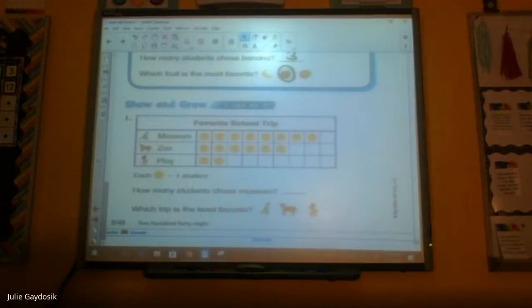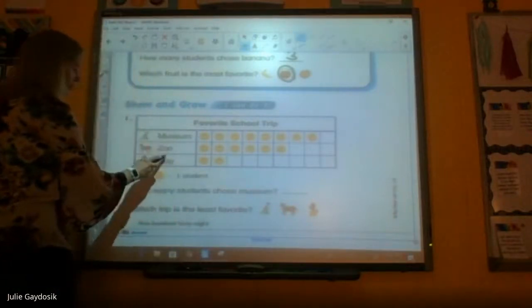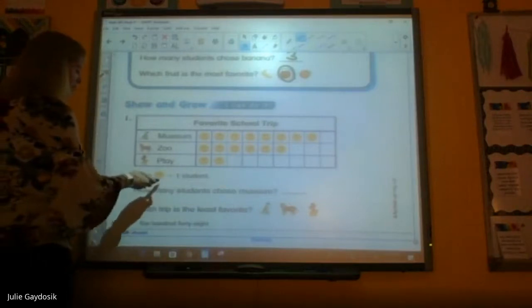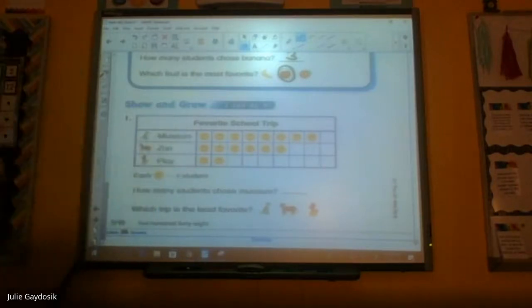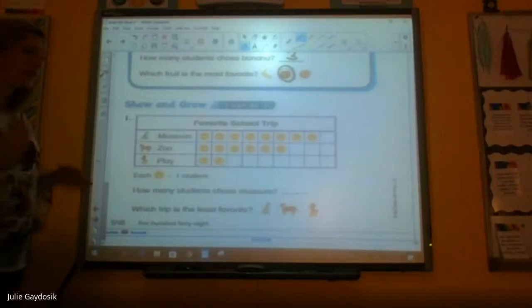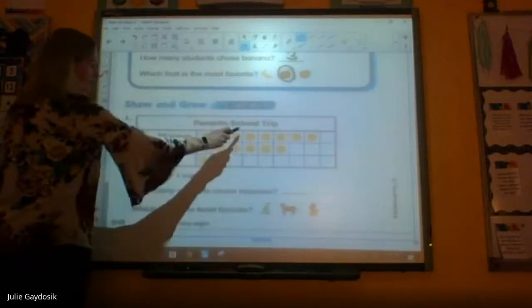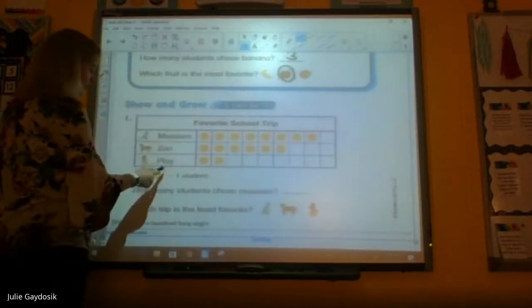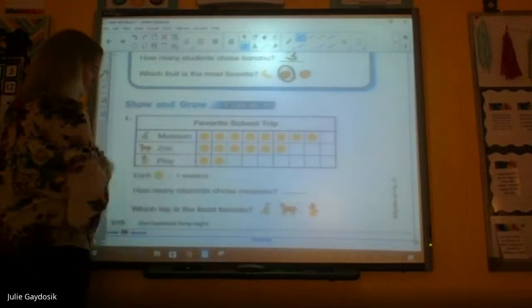So this one is talking about the favorite school trip. So they went to the museum, the zoo, or a play. And then it says, here's the key. Okay, the key says each smiley face equals 1 student. This is the title, and these are the labels. Remember, we went over titles, labels, and keys on Monday's and Tuesday's lesson. So this is your title. It's talking about the votes for the favorite school trip. The labels are the school trips they went on, museum, zoo, and play. And then the key is each smiley face equals 1 student. So that tells you what this is worth.